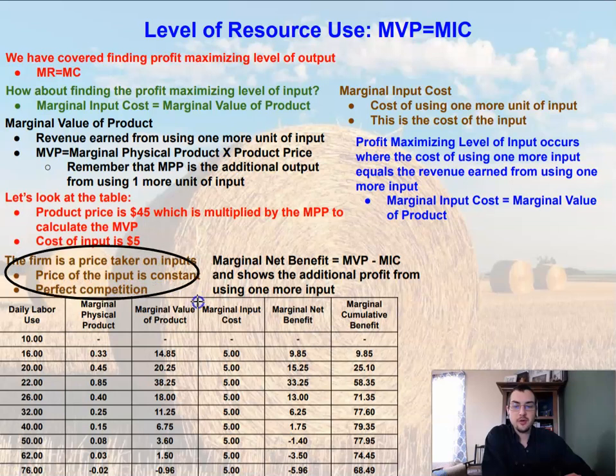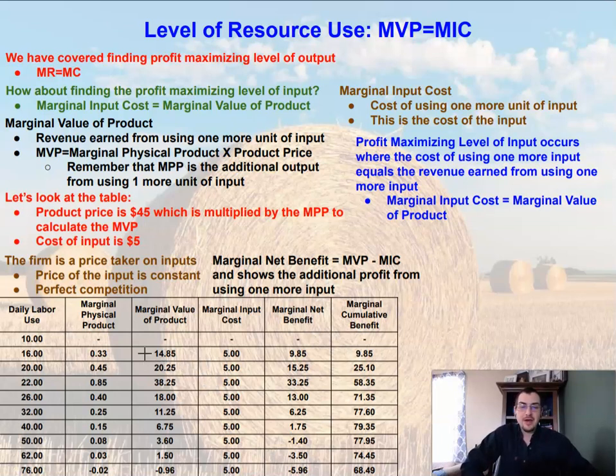Because we're still dealing with perfect competition, the firm is still a price taker, and now they're a price taker on the inputs. So the price of the input is going to be constant throughout. It's not going to be changing because they're a price taker in a perfectly competitive environment. So let's start looking at these numbers a little bit.